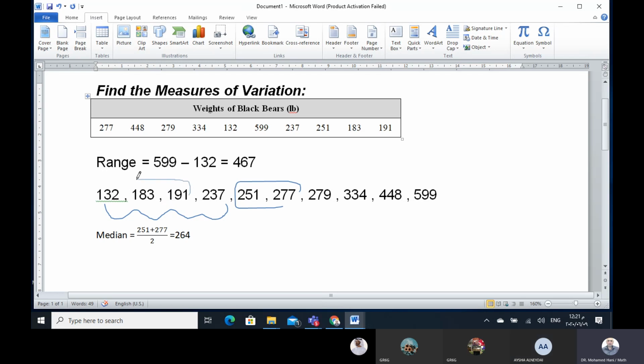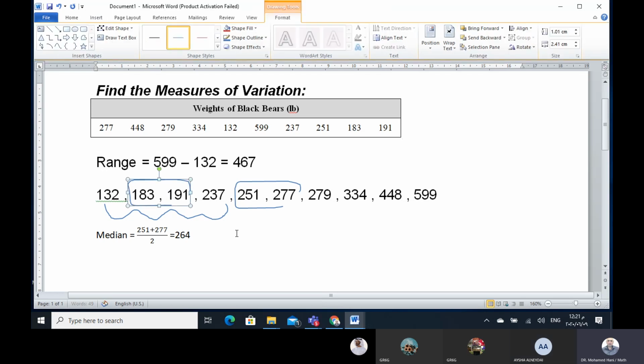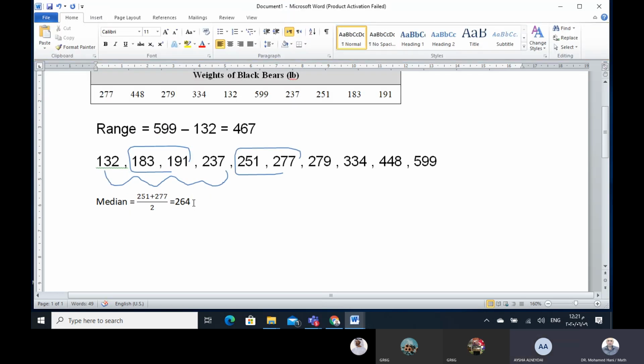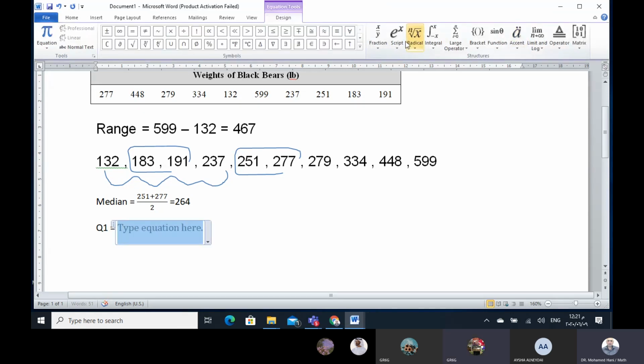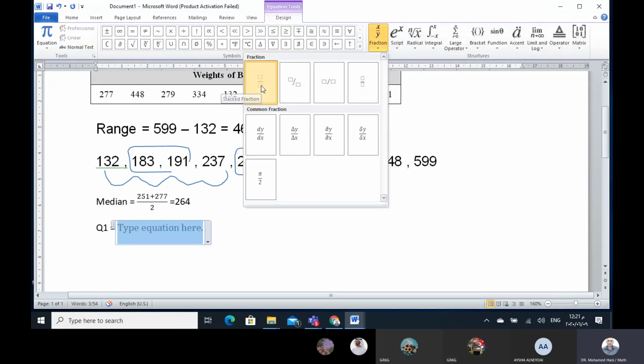Take the two numbers in the middle, then find the median. So Q1 equals 187. Great, Layan.